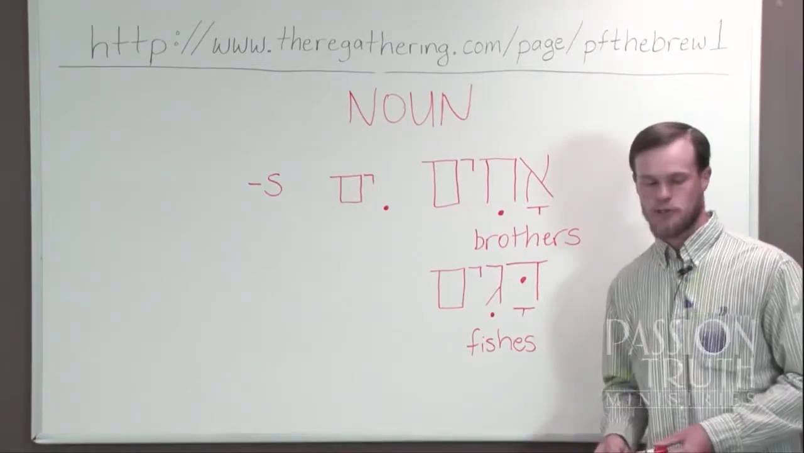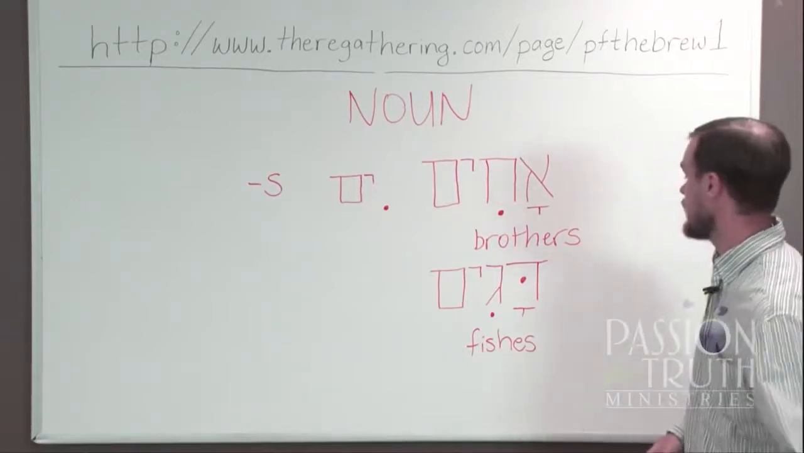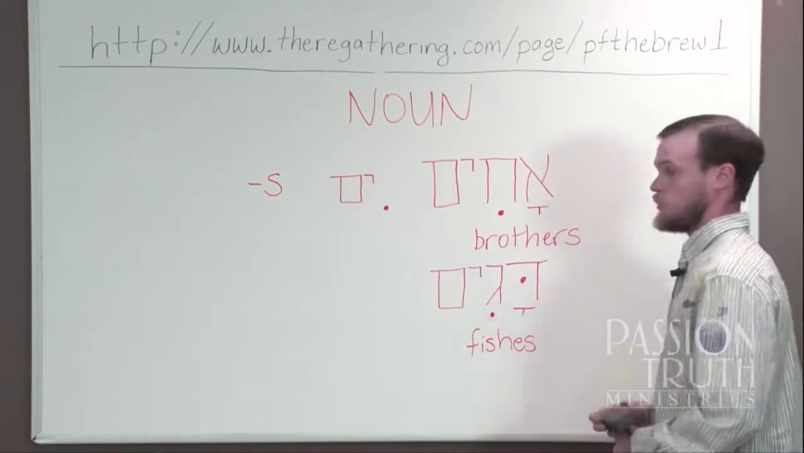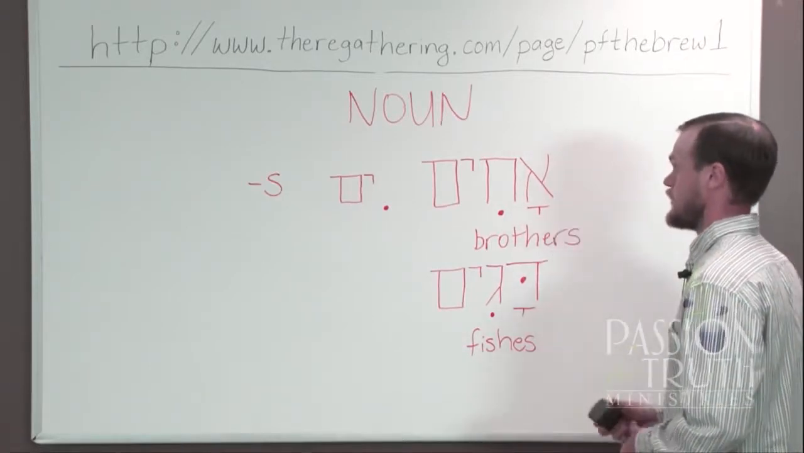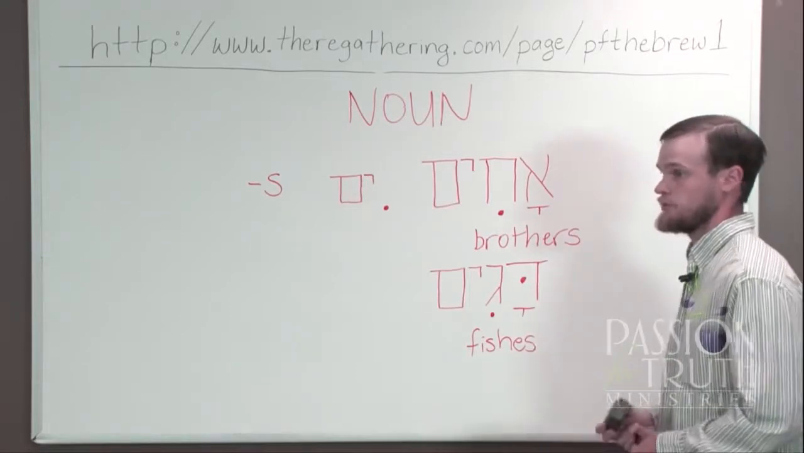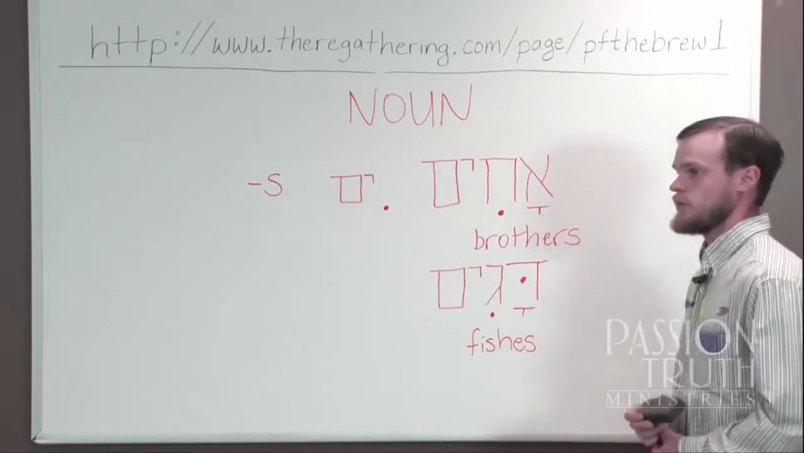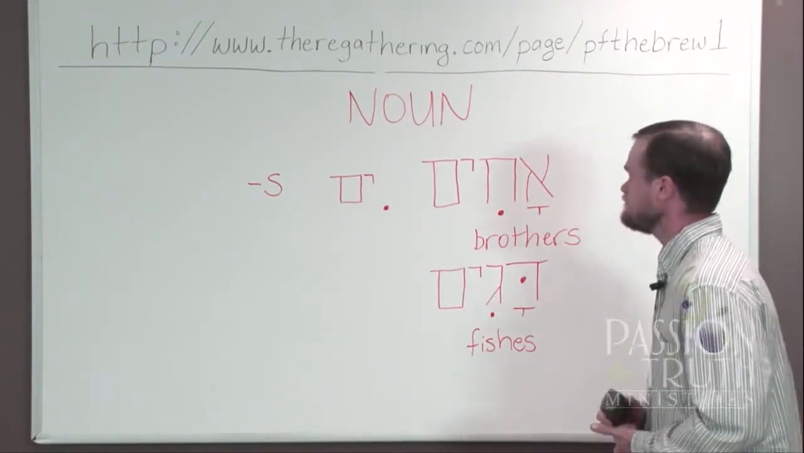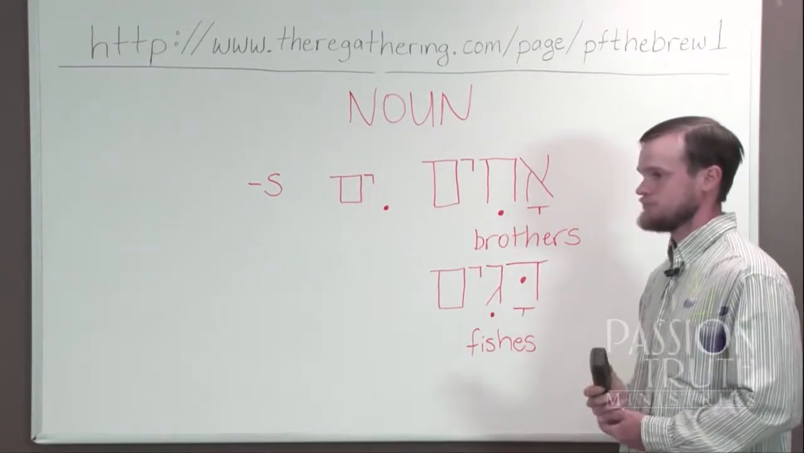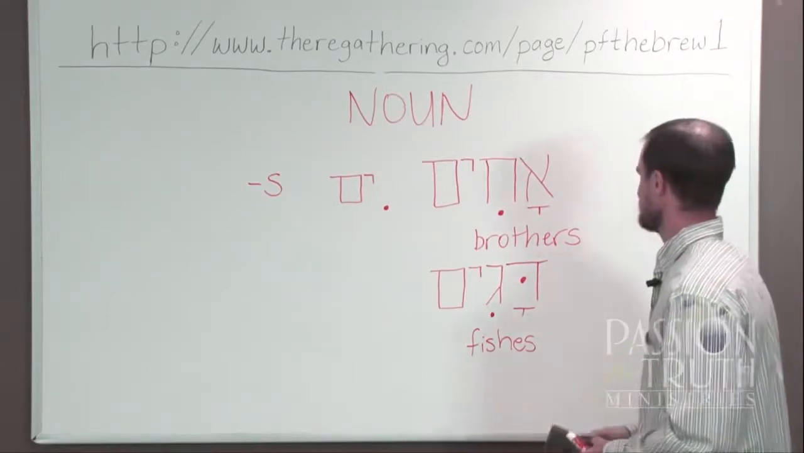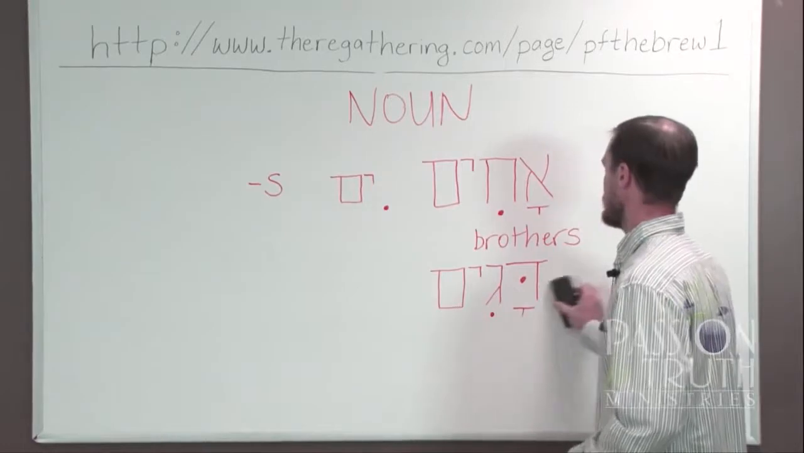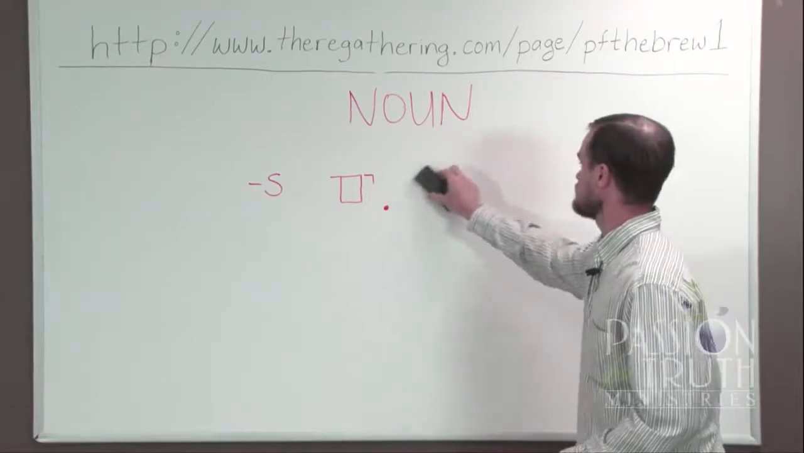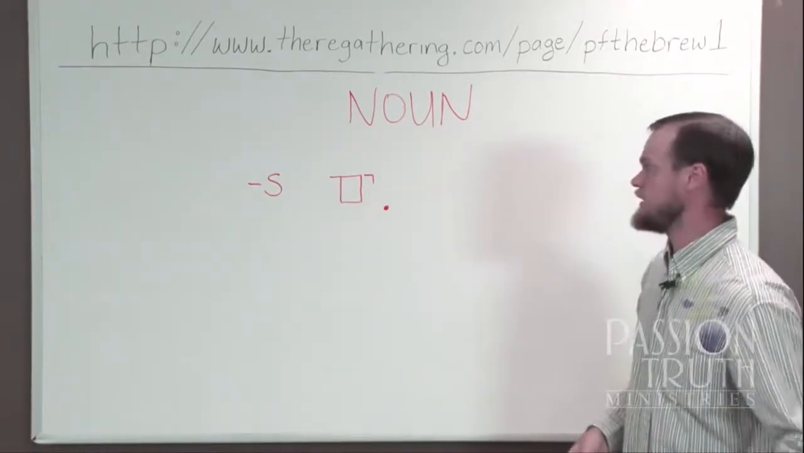Of course, in English, we can also use fish in the plural, but dag is one fish, dagim, more than one fish. Okay, ach, one brother, achim, brothers, more than one brother. Okay? Are there any questions about the im suffix? Okay? All right. For feminine nouns, we use a different suffix. Okay, so for masculine nouns, we use im.